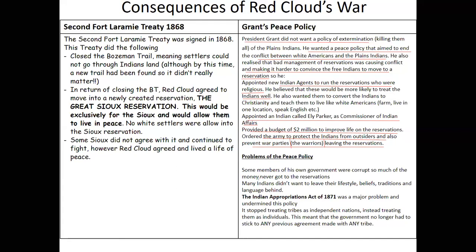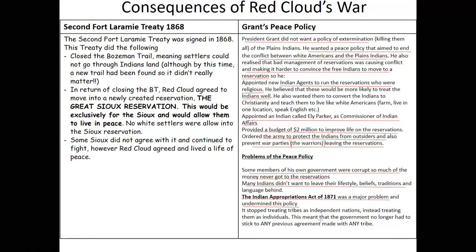But the problems. Some members of his own government were so corrupt that money actually never got to the reservation. So some of the money that he promised never got to the reservations. Many Indians didn't want to leave their lifestyle behind. The Indian Appropriation Act was a major problem and undermined his policy. Now, the Indian Appropriation Act came as a result of Eli Parker. Eli Parker stated that Native Americans shouldn't be trusted, shouldn't be treated differently to everyone else.